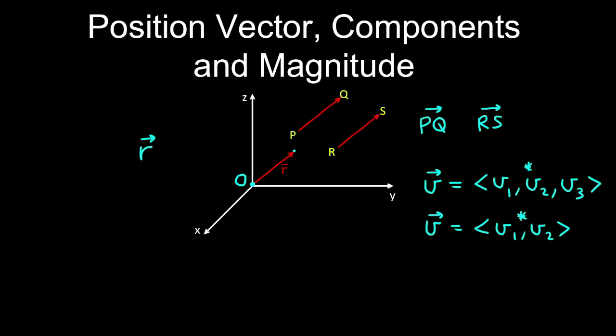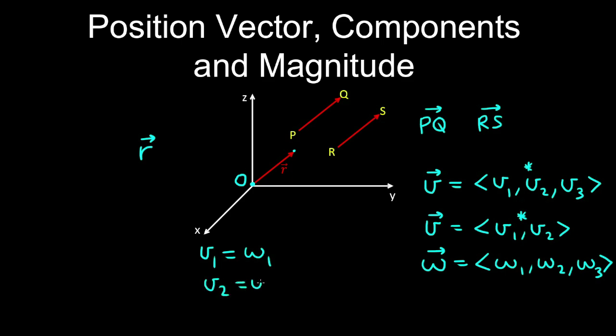Now two vectors are equal if and only if their position vectors are equal. So for example, if we have another vector w with components w1, w2, and w3, then v and w are equal if v1 is equal to w1, v2 is equal to w2, and v3 is equal to w3.